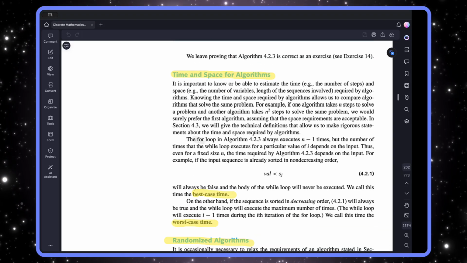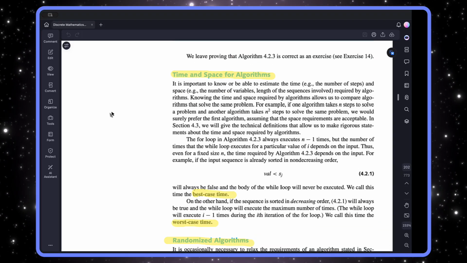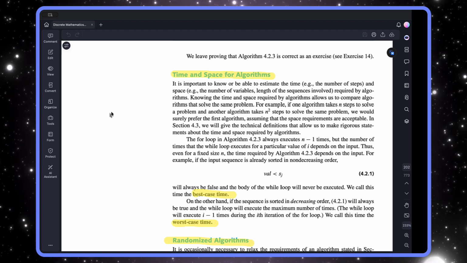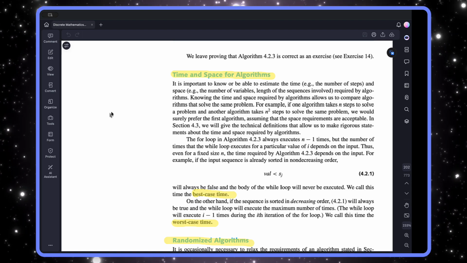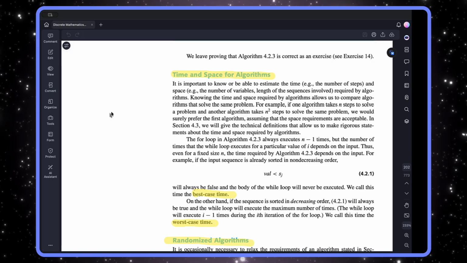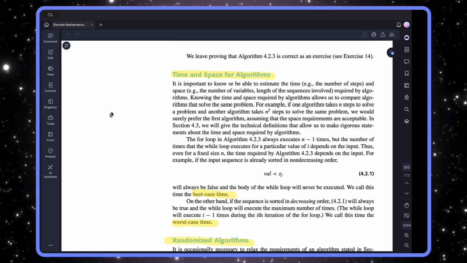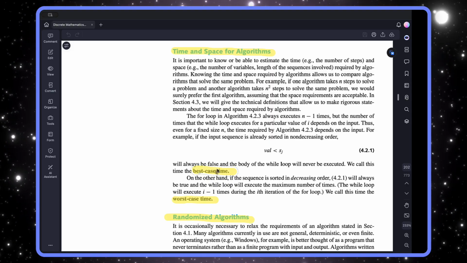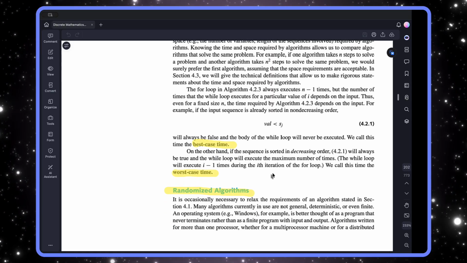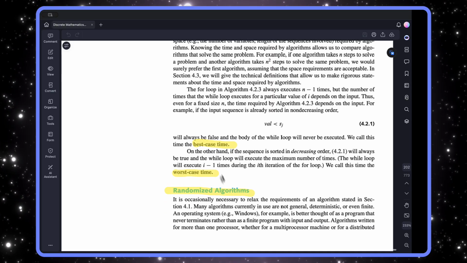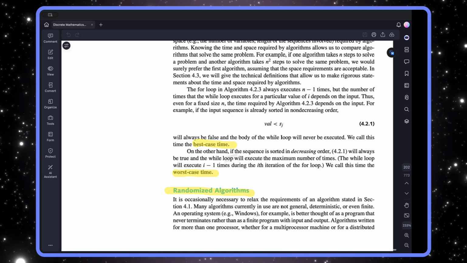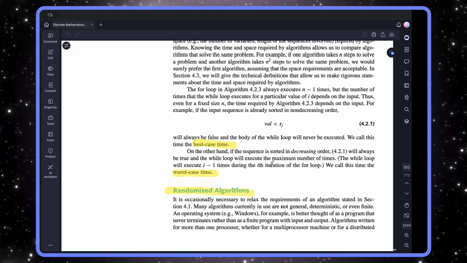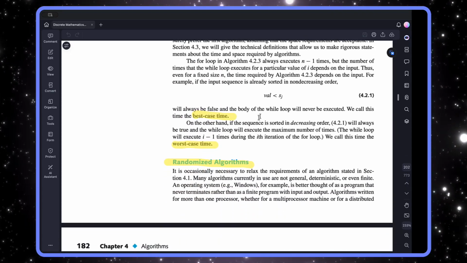So one thing that we're going to be looking at is the time and the space of an algorithm. One thing that's important is to have a way to measure how long or how effective an algorithm is. The shortest amount of time it could run would be the best case time. And each algorithm has what's considered a worst case time, if everything goes wrong, and that's the longest it would run. So read this over in detail.